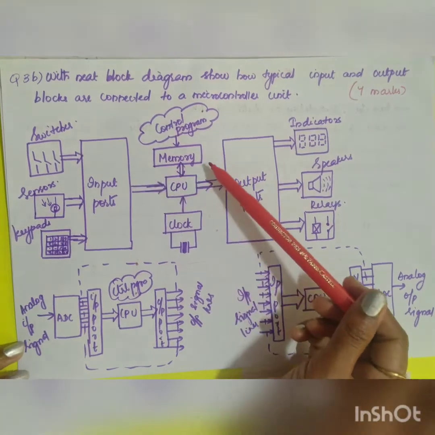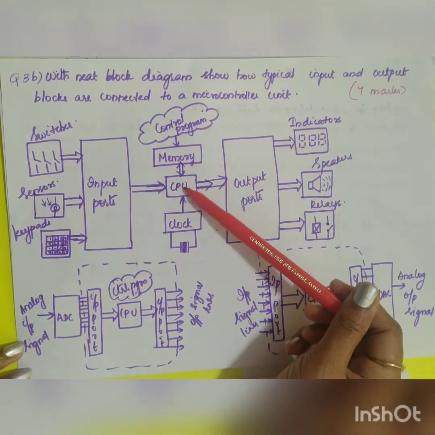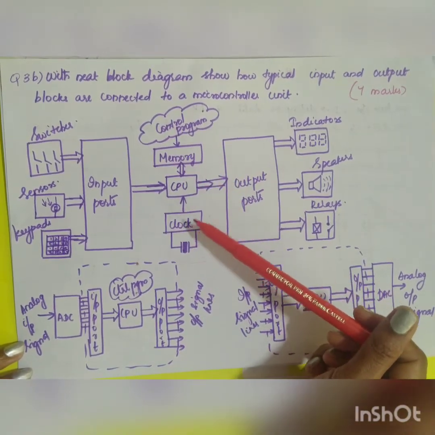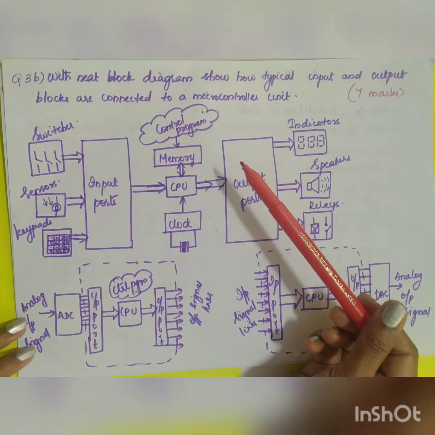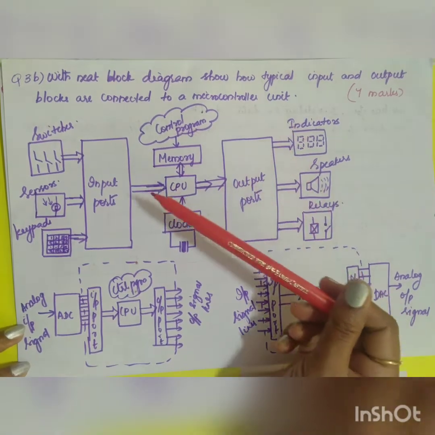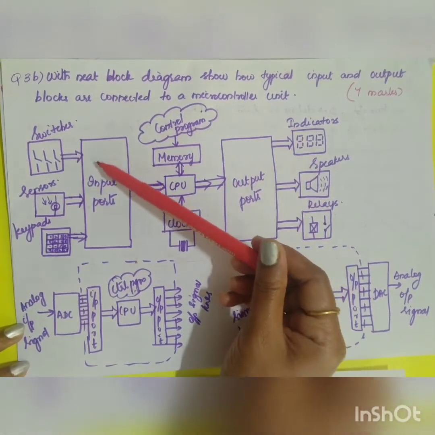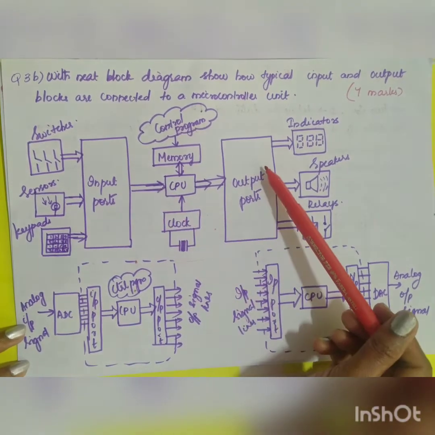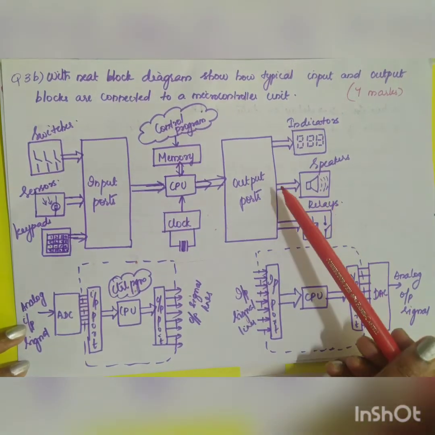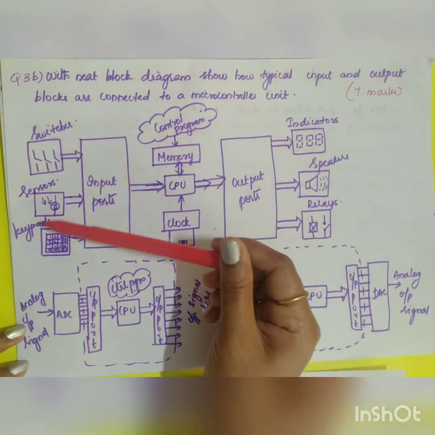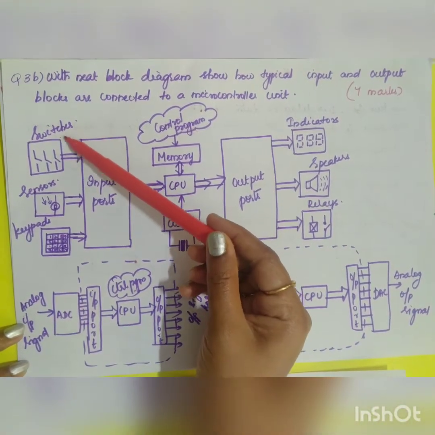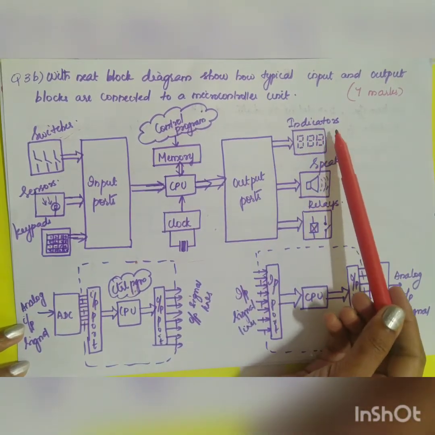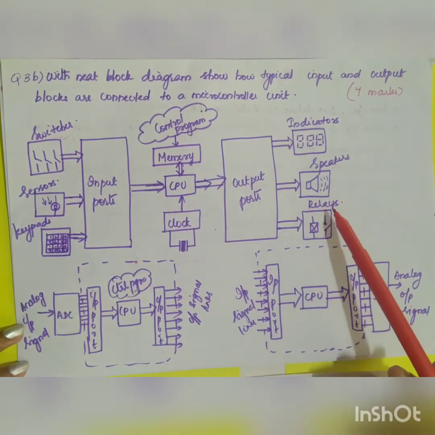Okay. So here you have your main CPU, the heart of the microcontroller: CPU, memory and clock. Here you have the main control program which controls the MCU, and to the CPU you have your input devices connected through your input ports, and your output devices connected through your output ports. So what are your input devices? Examples are switches, sensors and keypads, whereas your output devices are indicators, speakers and relays.